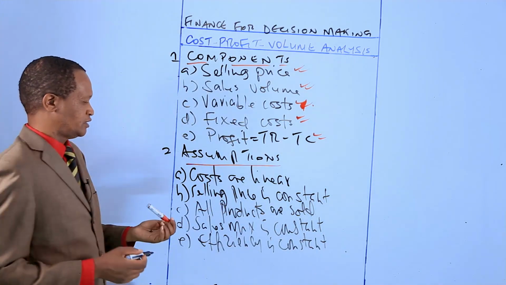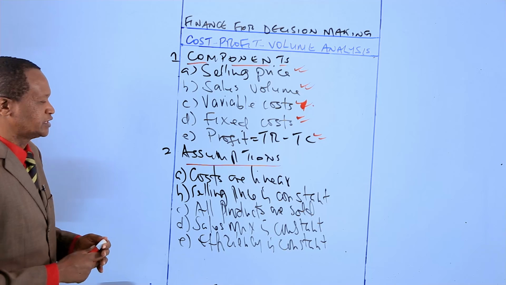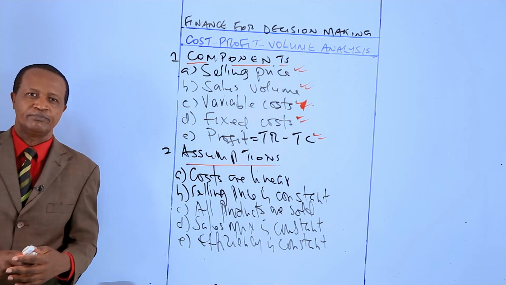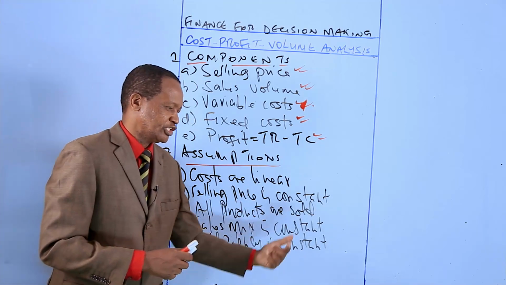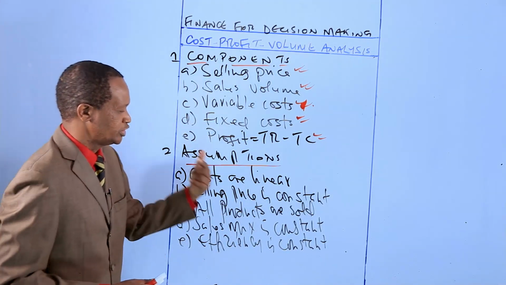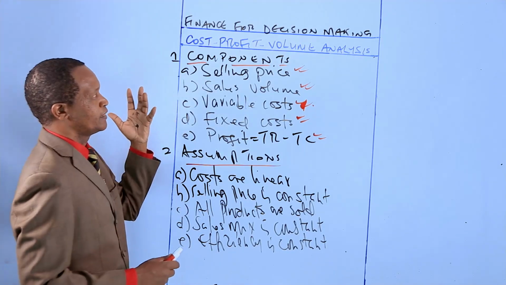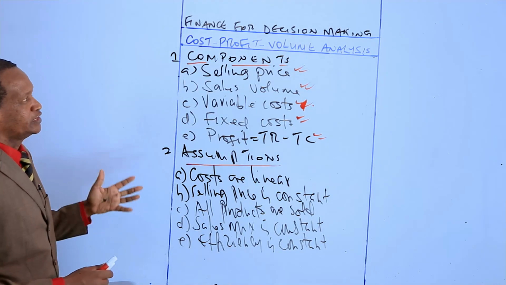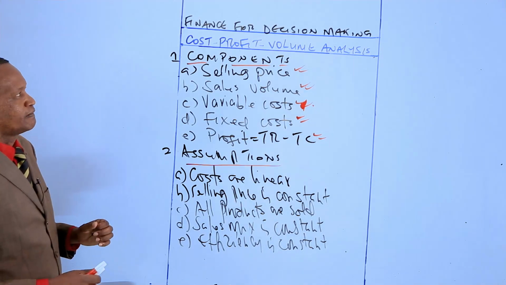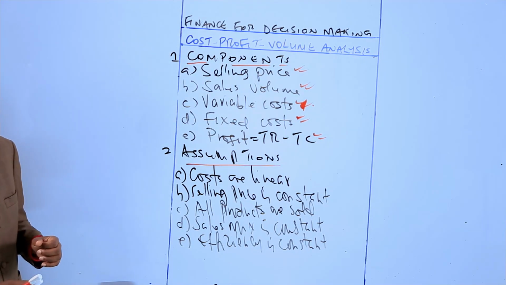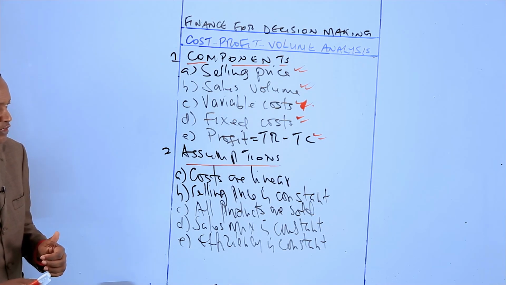For CVP to be valid, it has to be assumed that efficiency is constant, meaning that productivity and efficiency remain unchanged. Efficiency does not change. So these are 5 key assumptions of the CVP analysis, Cost, volume, profit analysis.